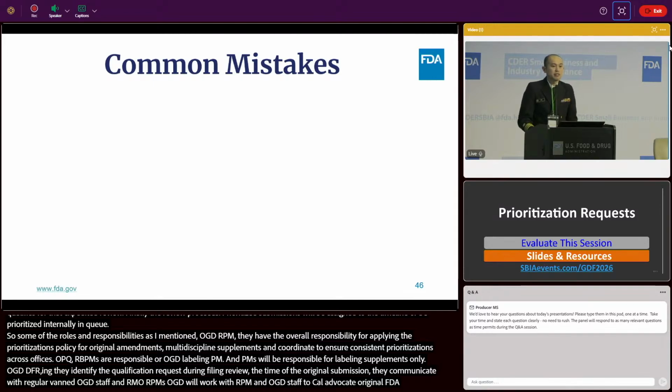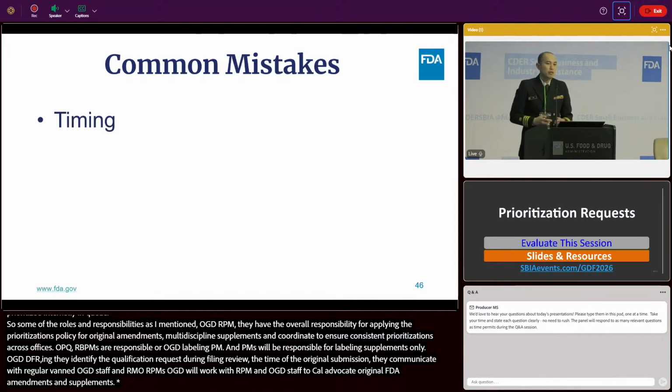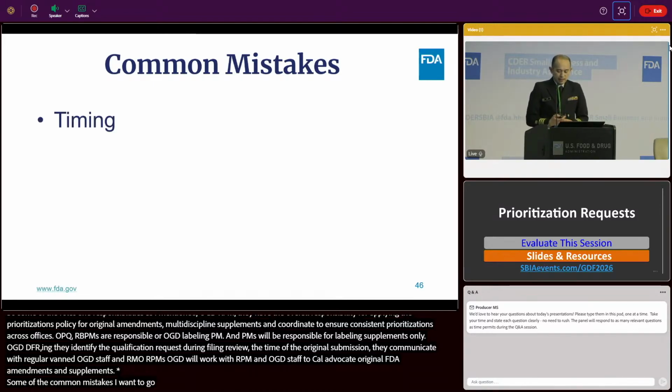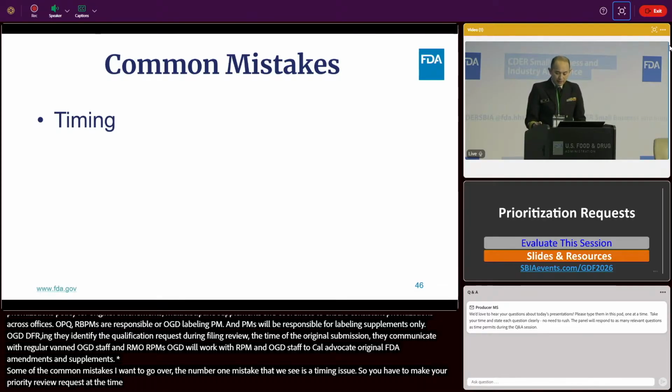So some of the common mistakes that I want to go over. The number one mistake that we see is a timing issue. You have to make your priority review request at the time of submission. So not a week later, but when you actually submit your application. FDA will evaluate each submission for prioritization when we receive it.